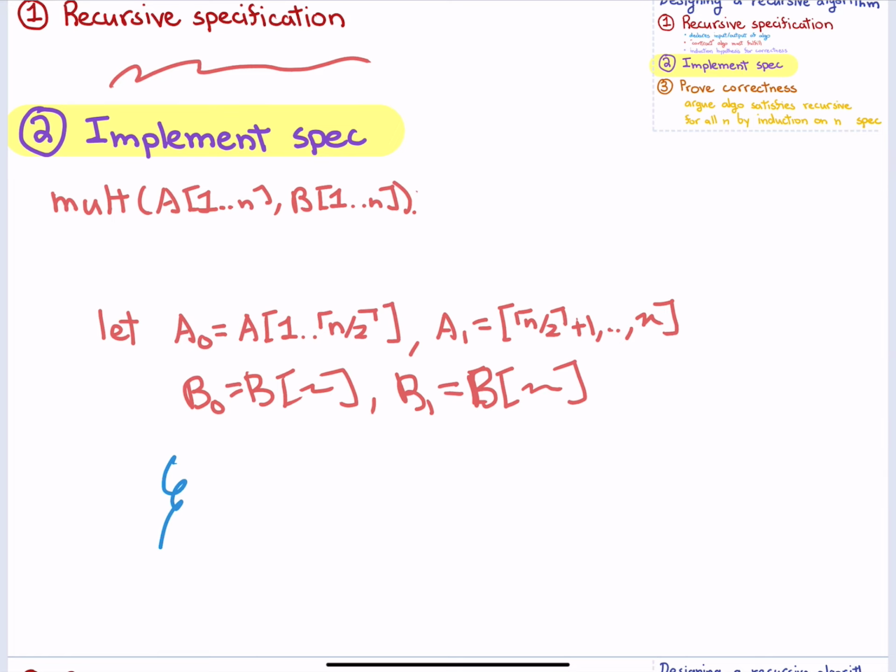If we did skip over the base cases, so if n is equal to 1, return a1 times b1. Okay. Anything else we're missing? I think it's always good to double check n is equal to 0.